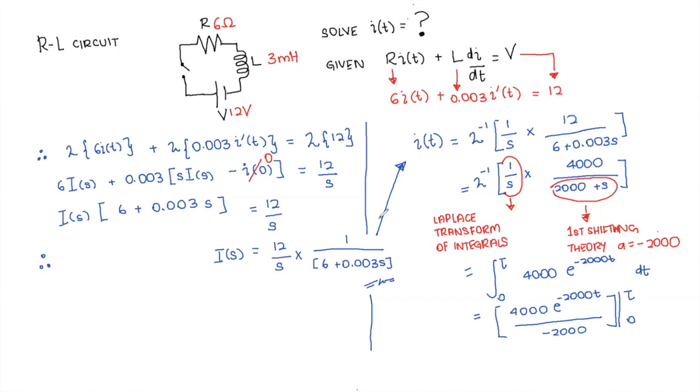So next we can basically cancel here, negative 2000 with 4000 becomes negative 2, and so our answer here will be negative 2 exponential to the power of negative 2000 tau, okay, plus 2 itself, when we substitute t equivalent to 0, so that becomes plus 2.